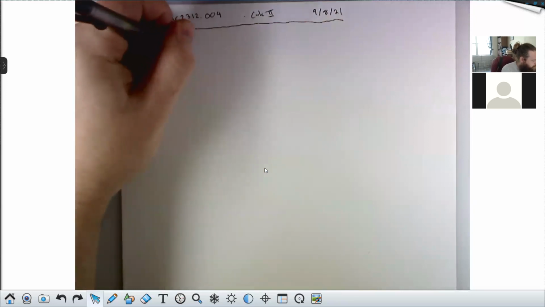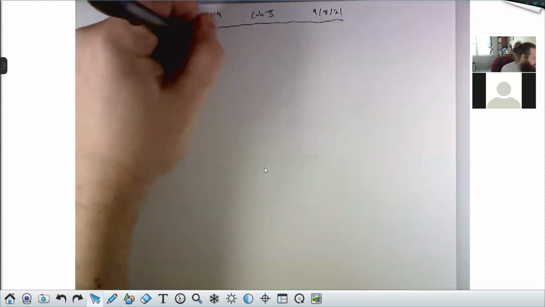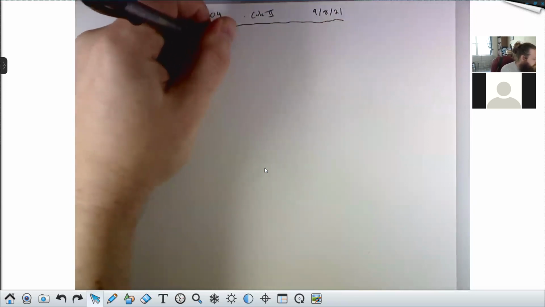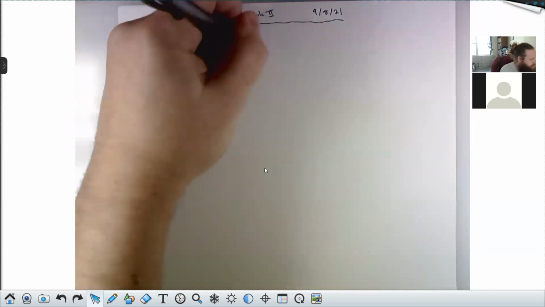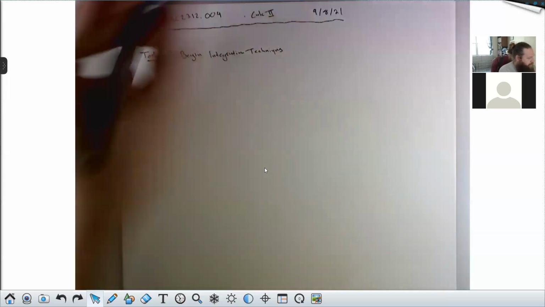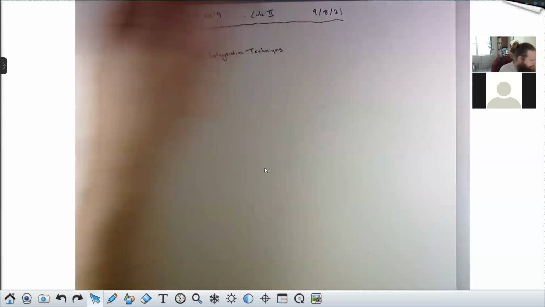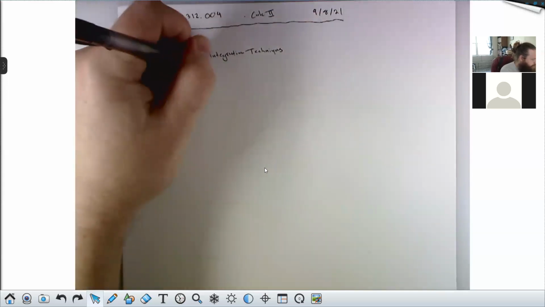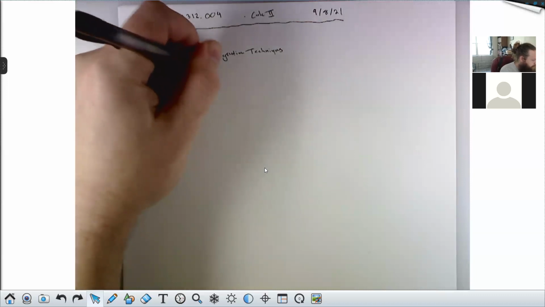Today, begin integration techniques. Specifically, we're going to look at integration by parts.